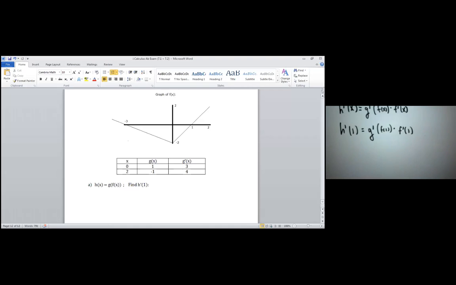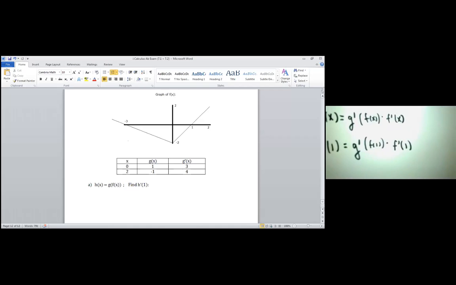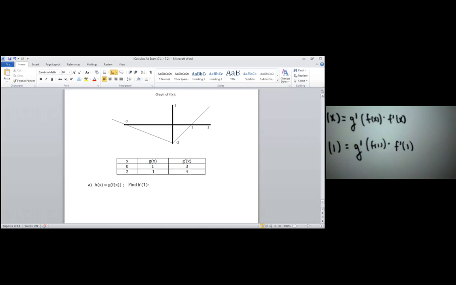So where do we find all this information? We find it for F on the actual graph. We have the graph of F. F of 1 is 0. So now that's G prime of 0 times, what is F prime of 1? F prime of 1, how do we find that, somebody?